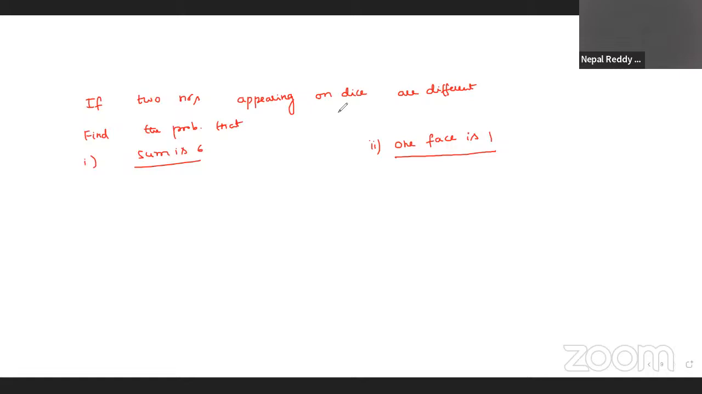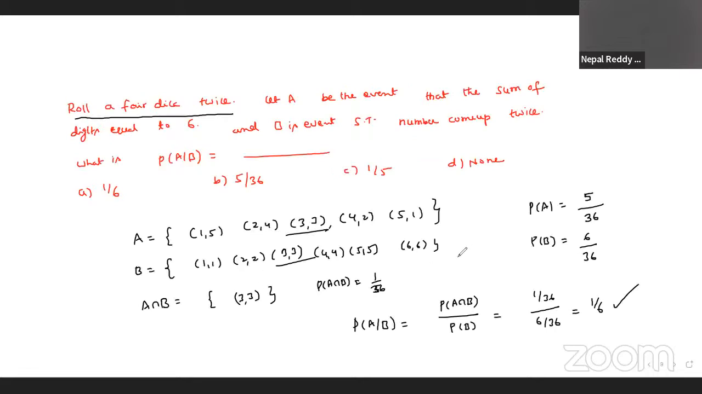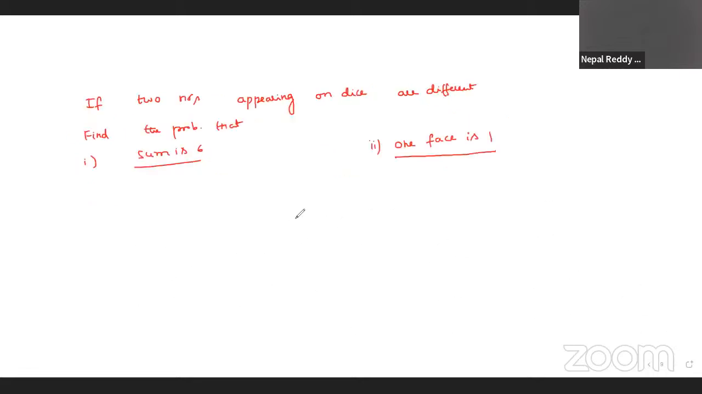Right? Same numbers we got in the previous question, total 6. So different numbers, nothing but you'll get 30. Why? Because 36 minus 6 is 30, right? Let us see. First, the event. Assume that B is two different numbers. Its probability, probability of B equal to 30 by 36.